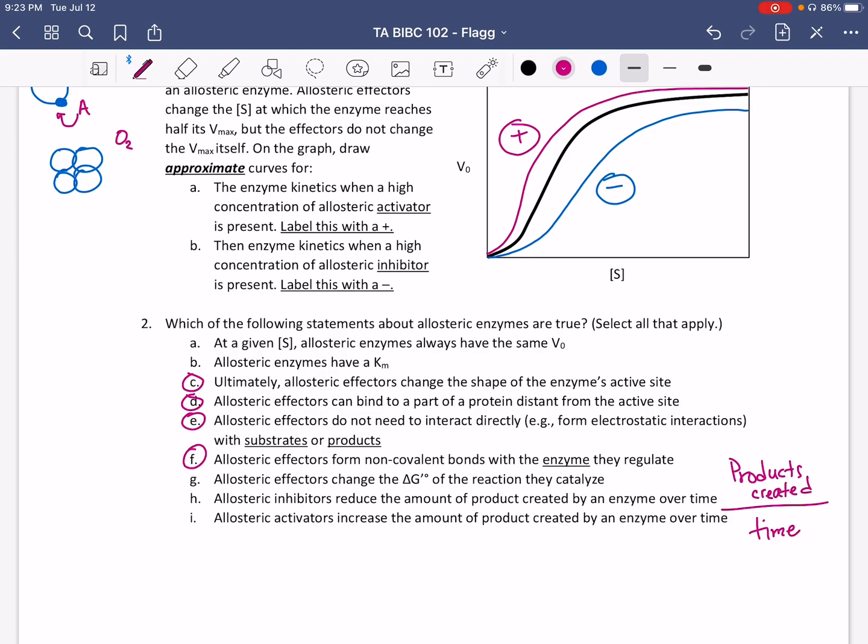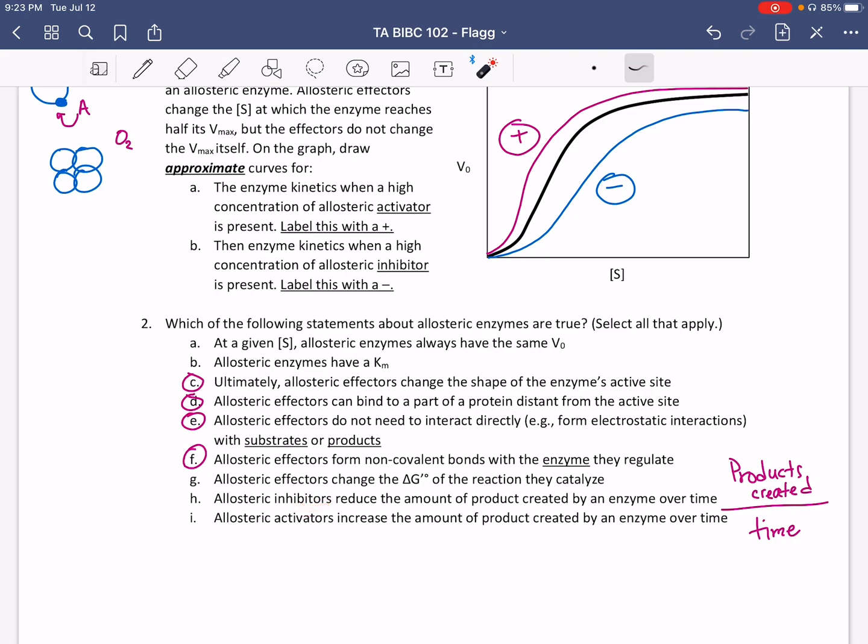And this ratio, what does it remind you of? Rate, right? It reminds you of something being done over an amount of time. So this part of the statement for H and I is actually talking about the rate. So do not confuse it with thermodynamics. This is talking about kinetics. And exactly, both of these are true.